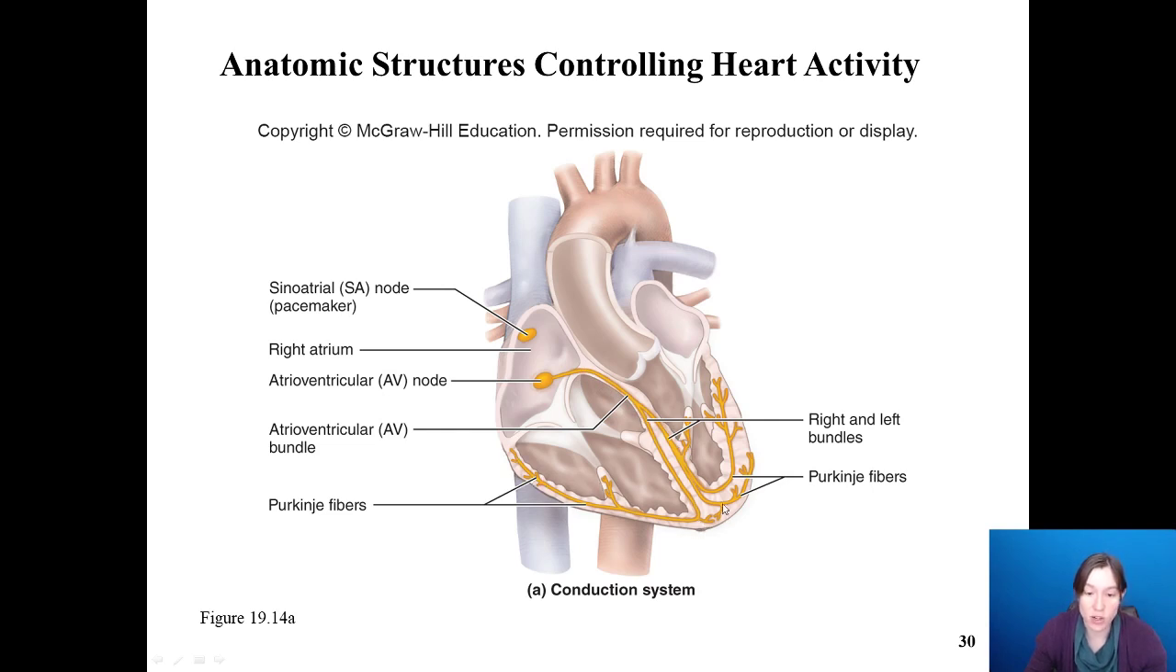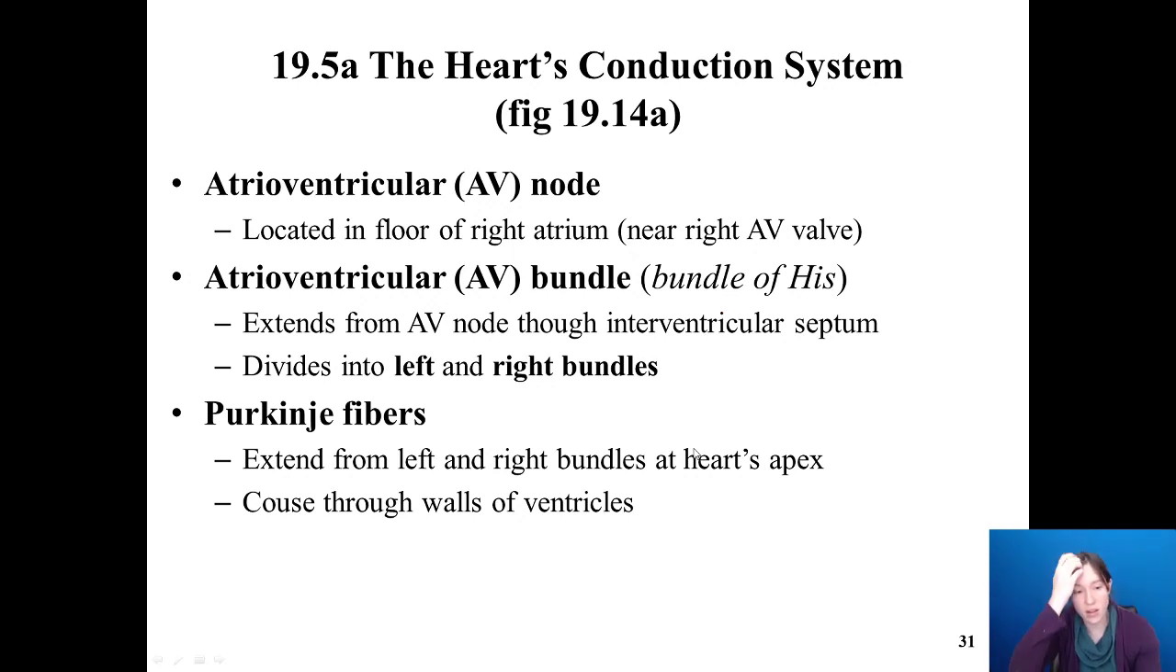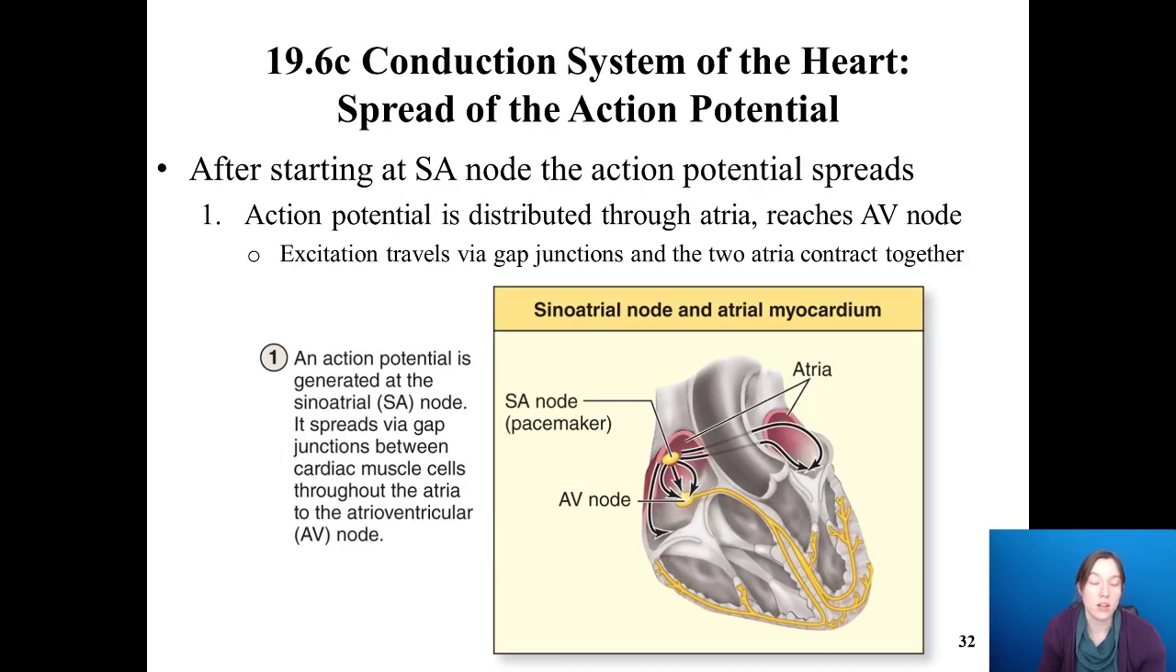And the Purkinje fibers are going to spread throughout the ventricles, because the ventricles are so big and thick, both ventricles. And so the spread of the action potential, as we said, starts at the SA node and goes through the atria. This is going from one cardiac muscle cell to the other. Remember how the cardiac muscle cells are connected by those intercalated discs that have gap junctions in them, and so the excitation travels through those gap junctions, and the two atria contract together.